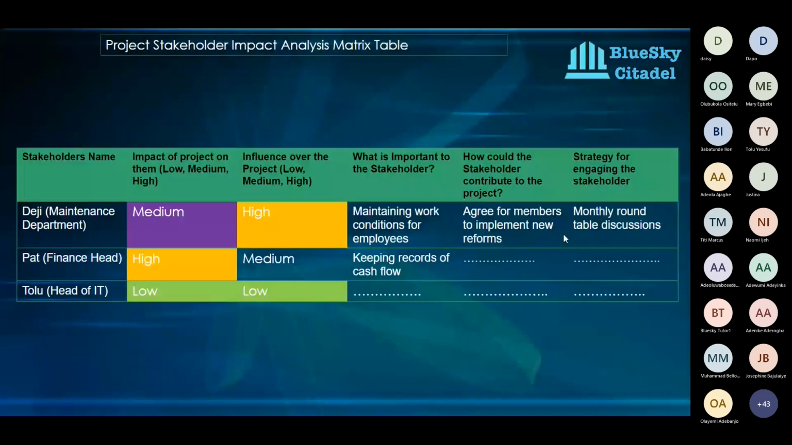So what I have here is a project stakeholder impact analysis matrix table. As BAs, I would advise that all these tables and matrices that I'm showing you now, we've touched on them earlier on, but I want you to look at an example of what it can look like. We've spoken about this earlier on as well. As BAs, it would be good to have this.